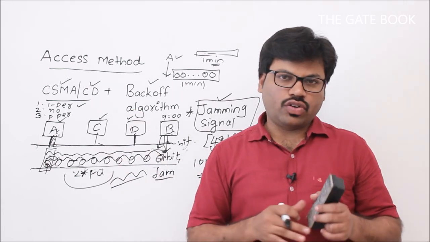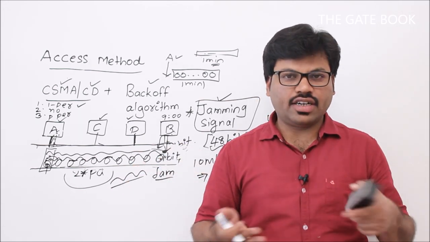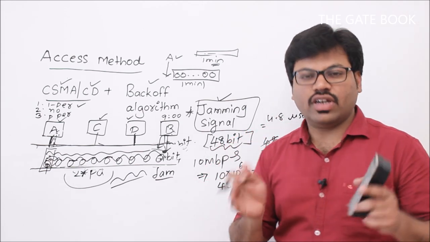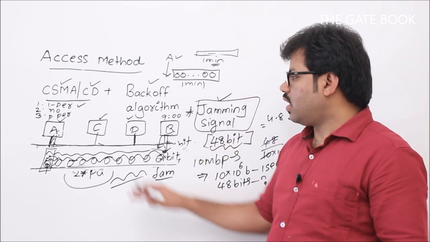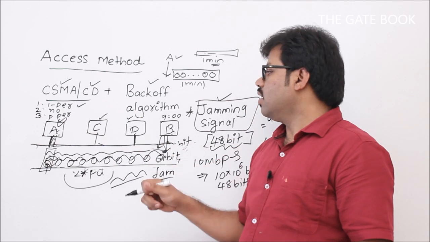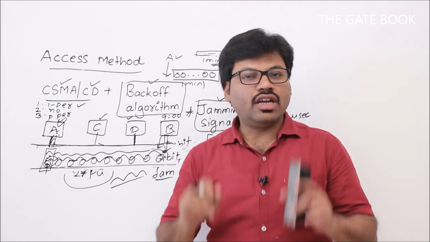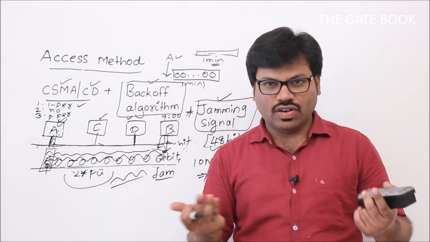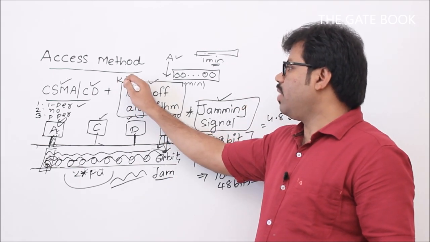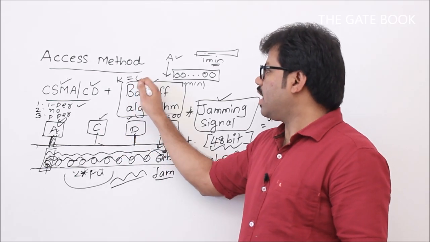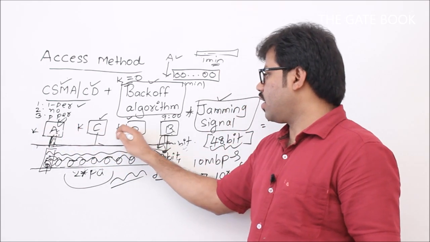And after that, once the jamming signal is sent, the other stations who have not detected the collision so far will detect it, and they will stop sending if they really want to start. Okay. Now after that, station A detects it. Now it uses the backoff algorithm. That means whenever a station is involved in a collision, its K value will be incremented. Example, you know the backoff algorithm, right? Every station will have a K value.